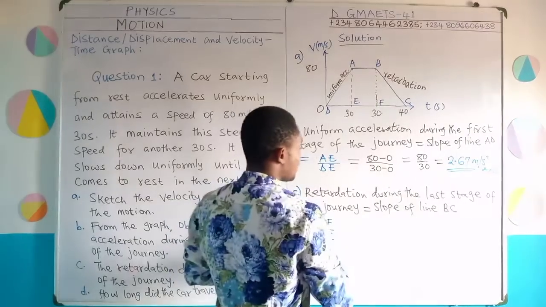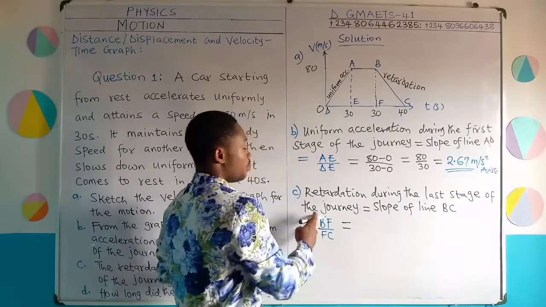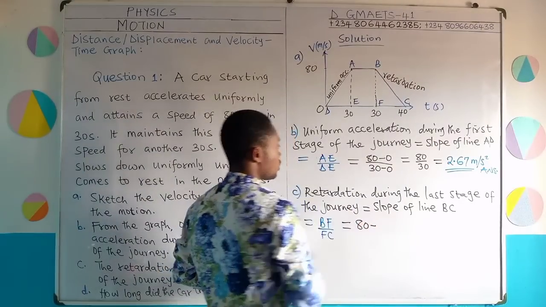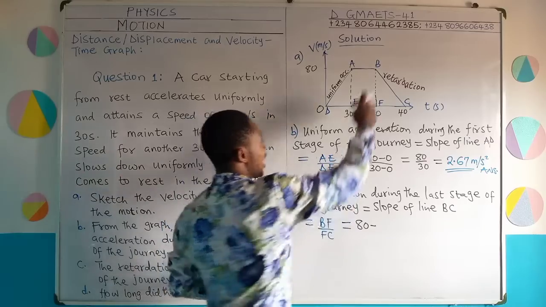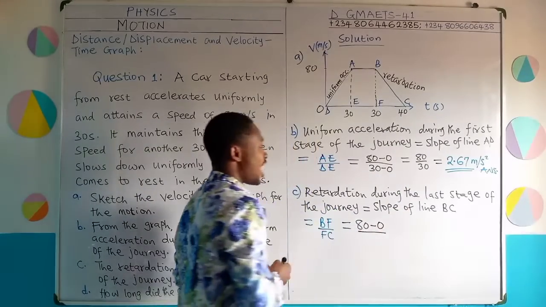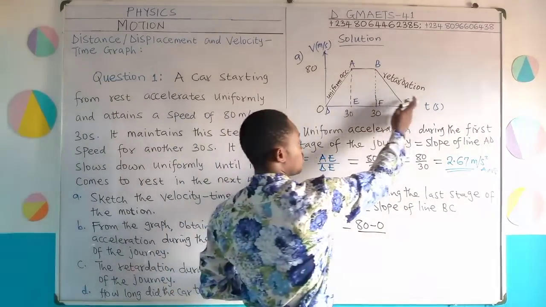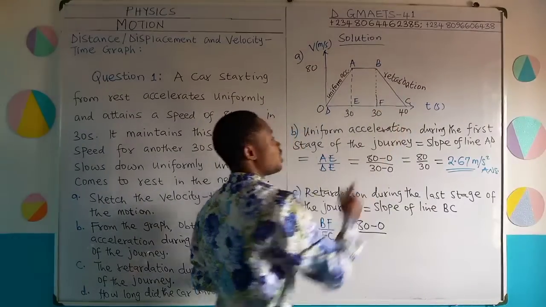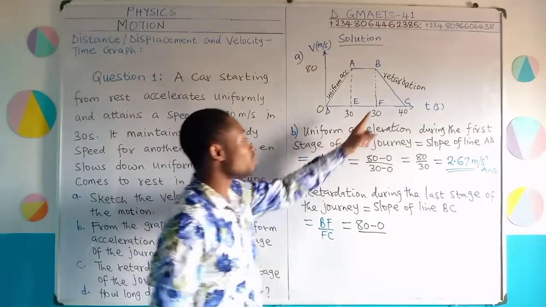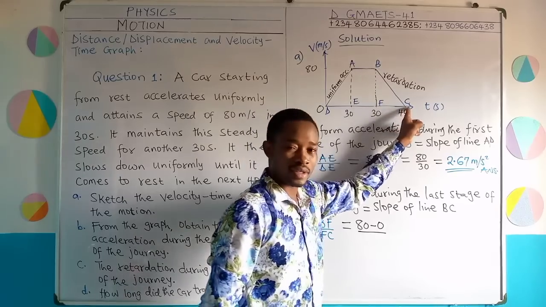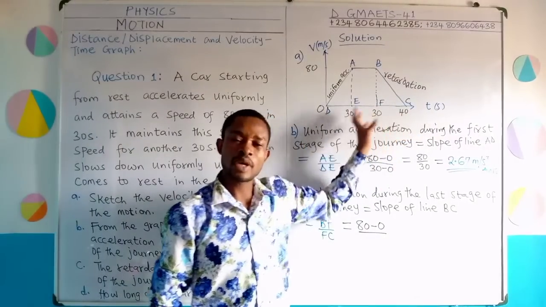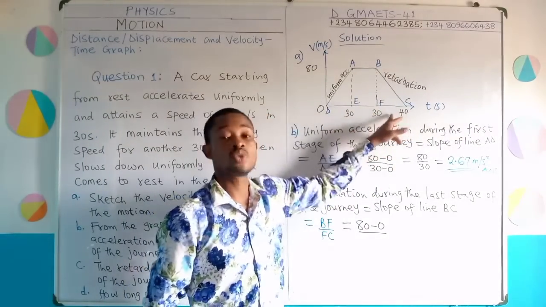So if you work that in, let us see what this would give to us. BF is this height, which is 80. So we're going to have 80 minus, that is B, minus this point 0, all over FC. FC is from here to here. From this point to this point, what is it going to give to us? Please take note that from this point to this point, it's not 10. It's not 40 minus 30. It's because of how I drew this thing. That's why you're seeing it this way.